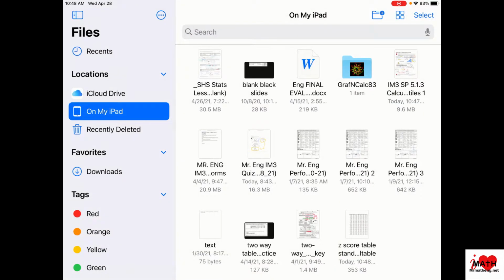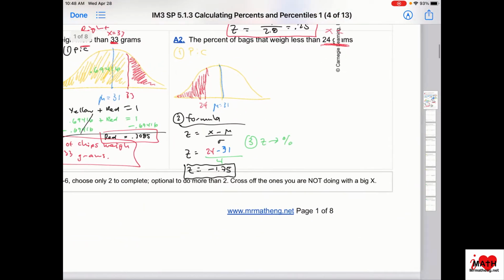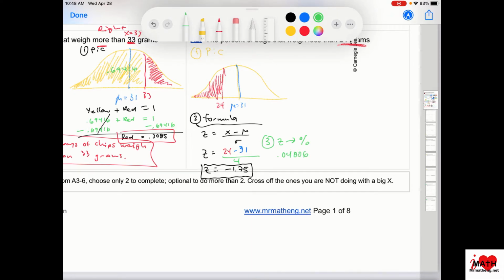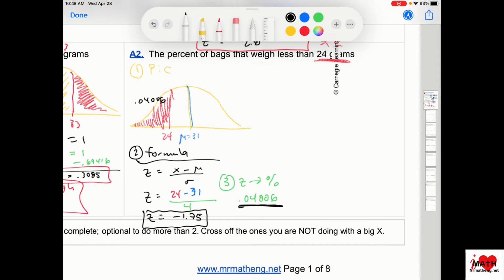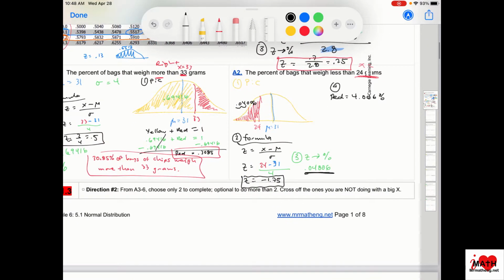Okay? That means that this red region represents 0.04006, and that's all I needed to find. So the red region is basically, remember, move it 2 decimal places, 4.006%. Let's use the same sentence as we did before. 4.006% of bags weigh less than 24 grams.